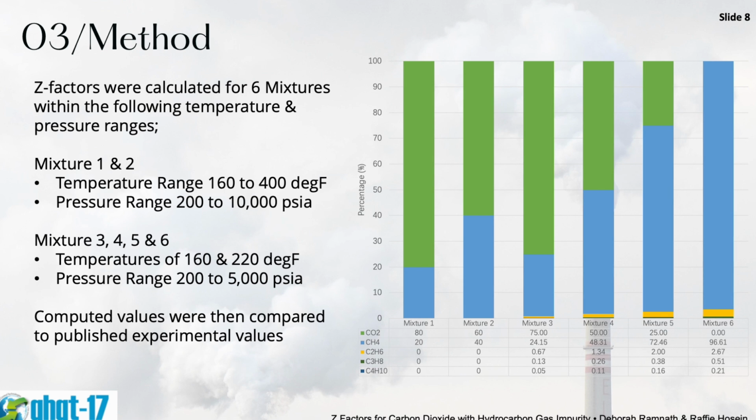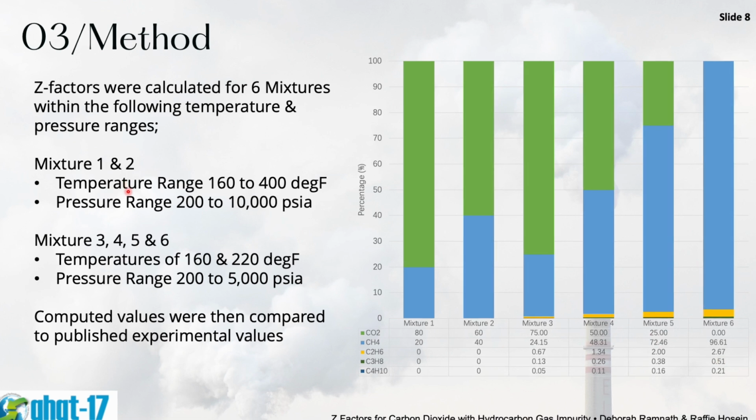In this study, Z factors were determined using the developed correlation by Piper and others for 6 mixtures. The composition of the mixtures is shown on this chart to the right. Mixtures 1 and 2 contain a mixture of carbon dioxide and methane, while mixtures 3 to 5 are a mixture of carbon dioxide as well as a dry gas composition from a natural gas reservoir. And mixture 6 is that of the pure dry gas, which would have been obtained from a natural gas reservoir.